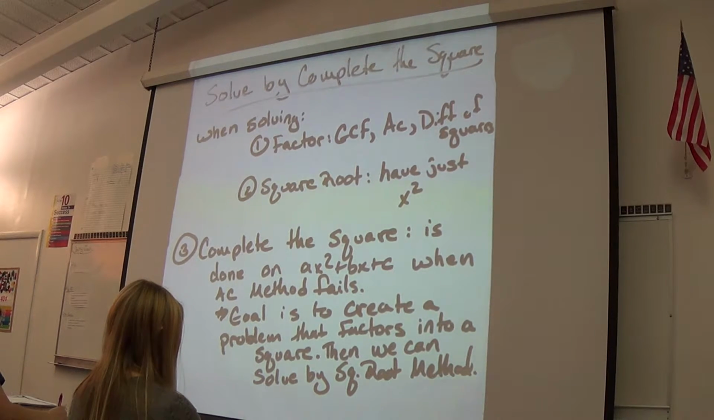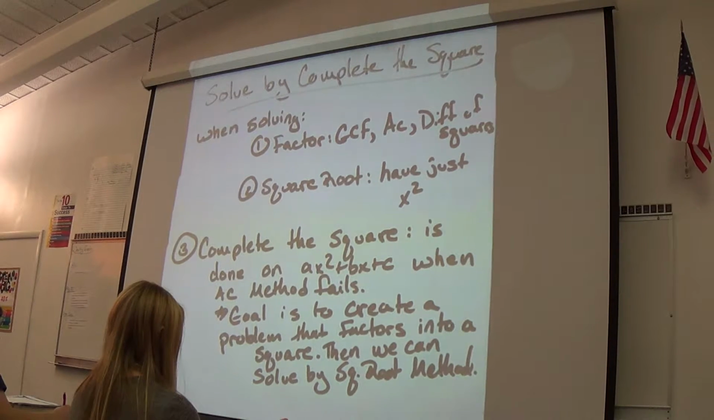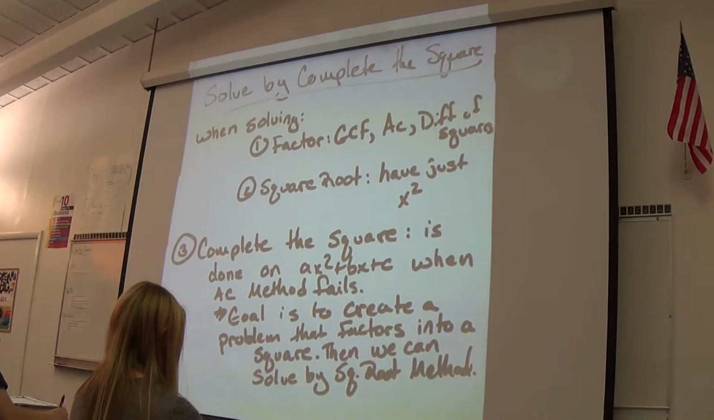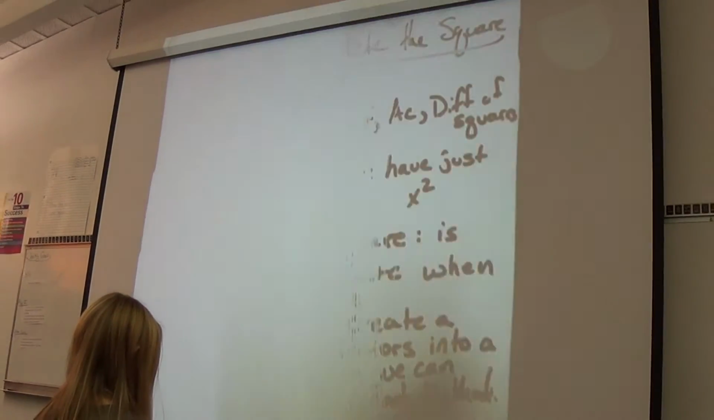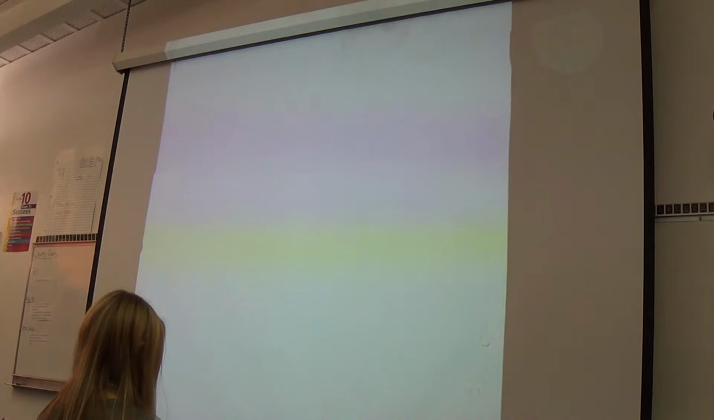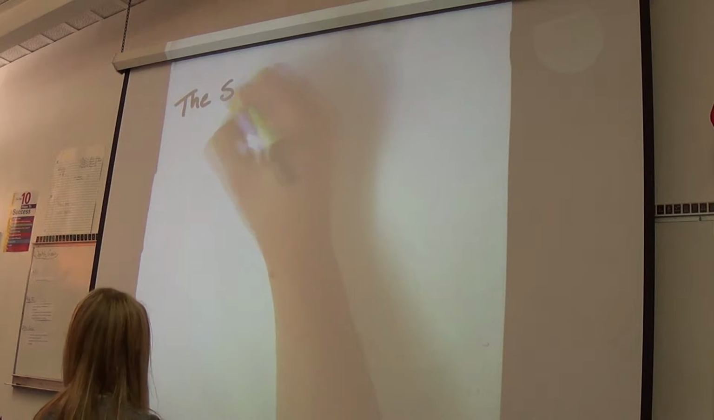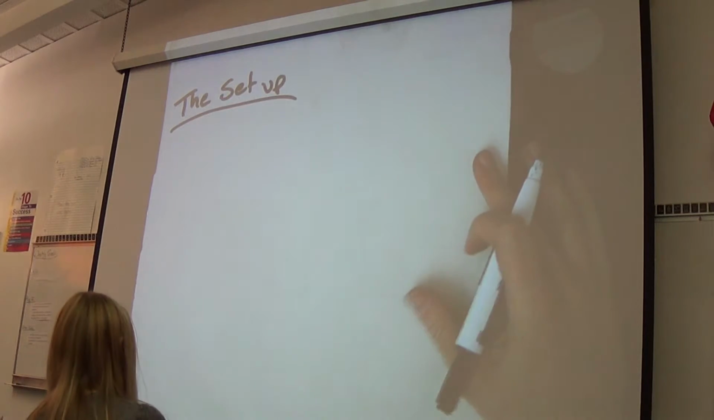So our notes are going to be split into 2 different parts. The first part is the setup, and then the second part will be solving. That's the difference between Tuesday and Wednesday assignment. Tuesday is the setup. Wednesday, then you take that setup and you solve. Can I erase? So we'll label this the setup, because that's sort of the first part of completing the square.